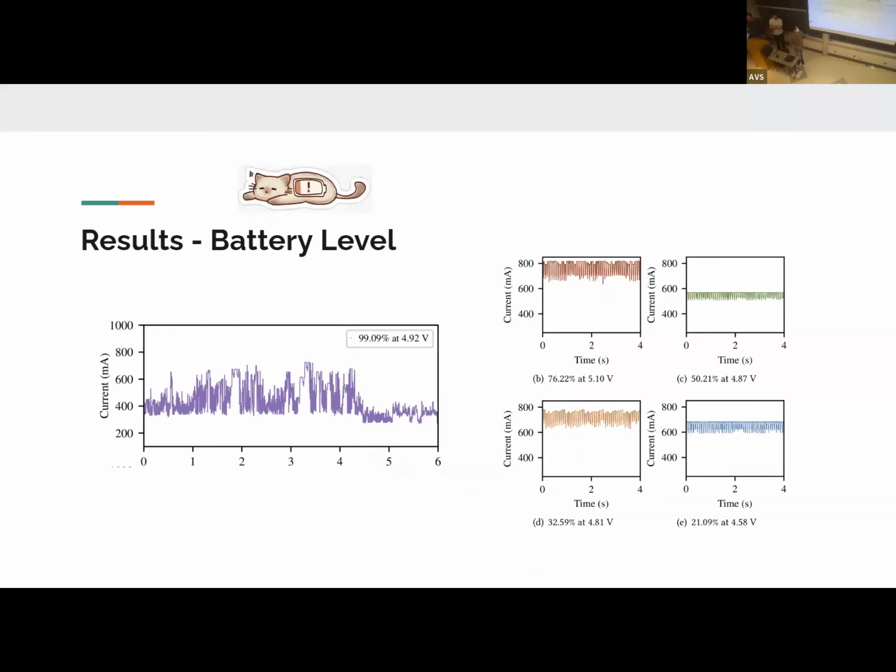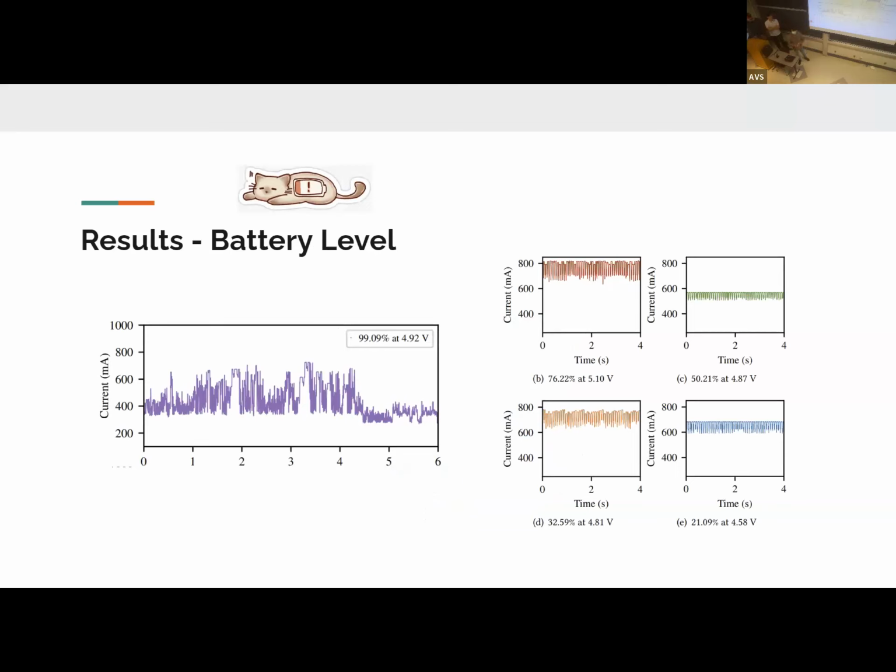The authors also evaluated the impact of battery level. This current trace shows the battery level at approximately 99%, and you can see a large amount of current amplitude. For example, starting from here, you have almost 200 milliamps of current variation.